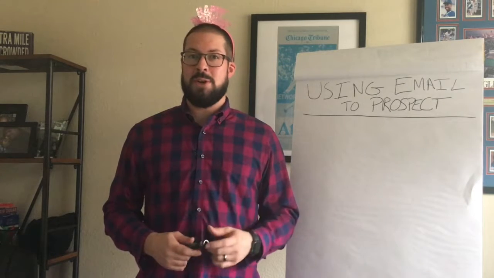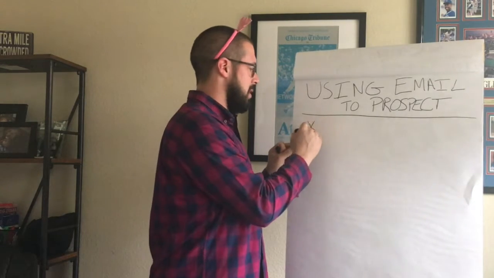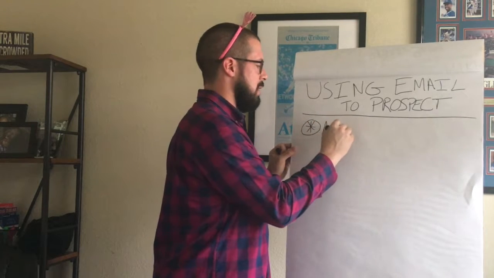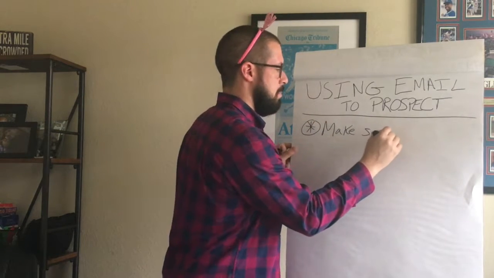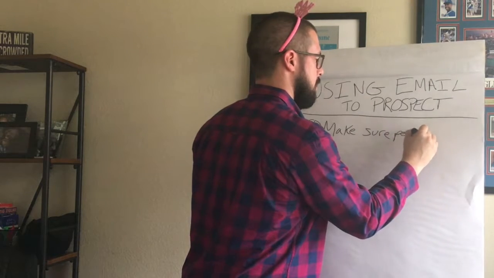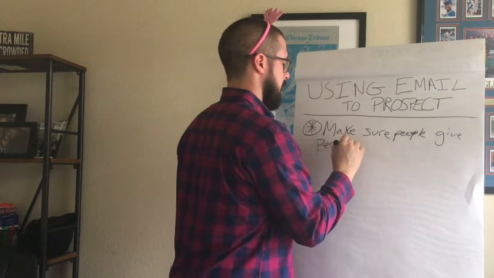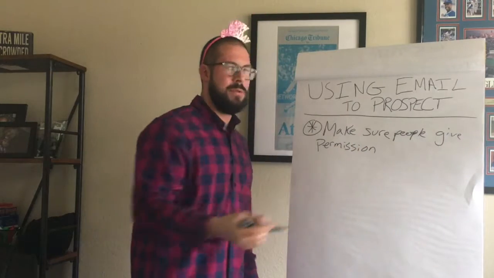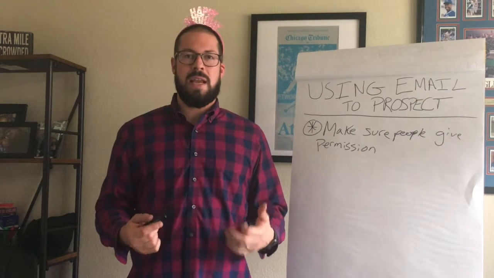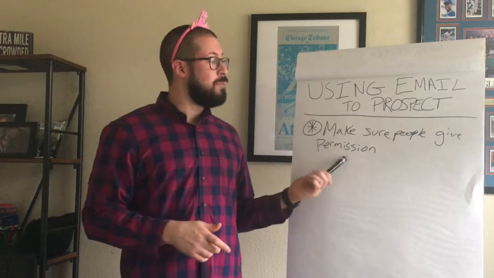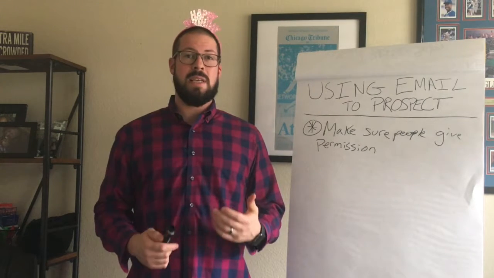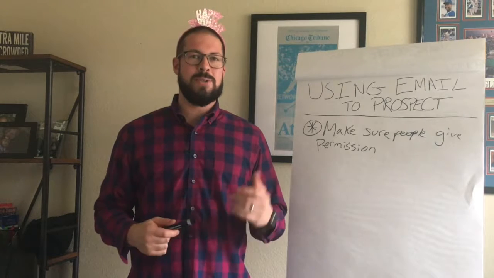So first things first, I'm not going to even put this down as number one. I'm just going to put it as a tip. Make sure people give permission. They have to say yes. They have to opt in. You have to physically ask them, you have to send them an email, you have to give them a landing page to submit their information. You have to do it. That is the first and key rule to all of this. Literally, you can get blacklisted and not be allowed to send out emails if you don't.